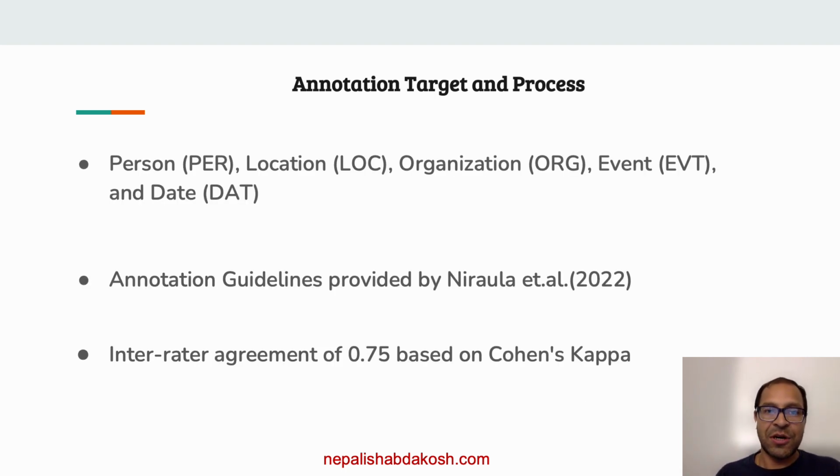So we consider, like I mentioned earlier, 5 different categories: person, location, organization, event, and date. We followed the annotation guidelines provided by our prior study. We got a very good inter-annotator agreement for marking these entities. You can see that it is set here at 0.75 based on Cohen's Kappa.